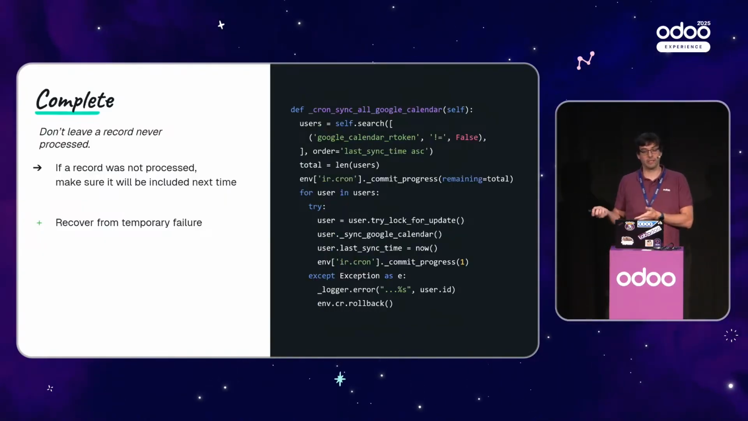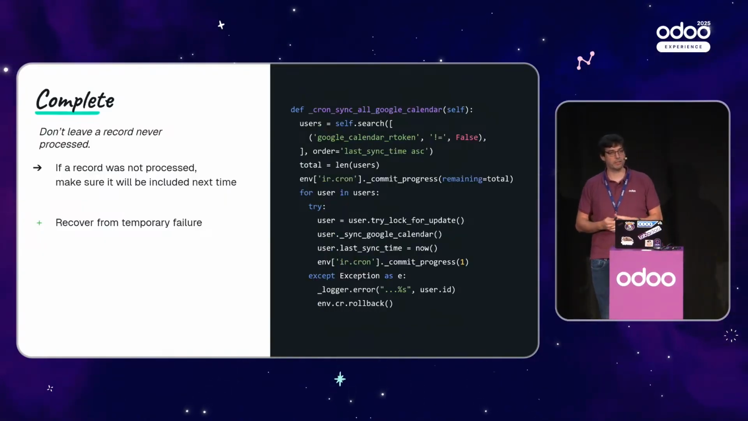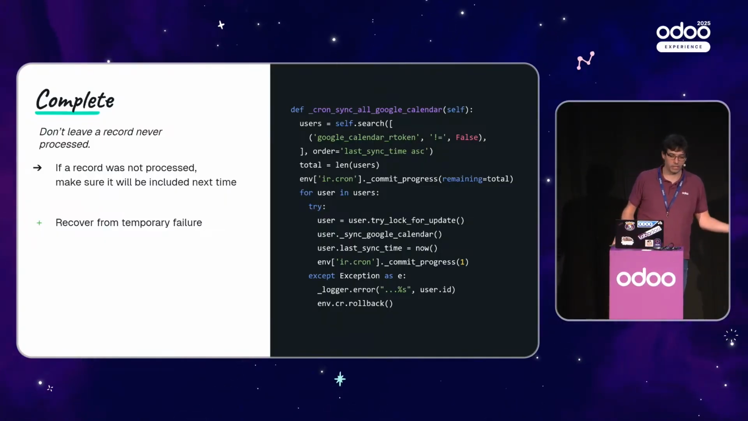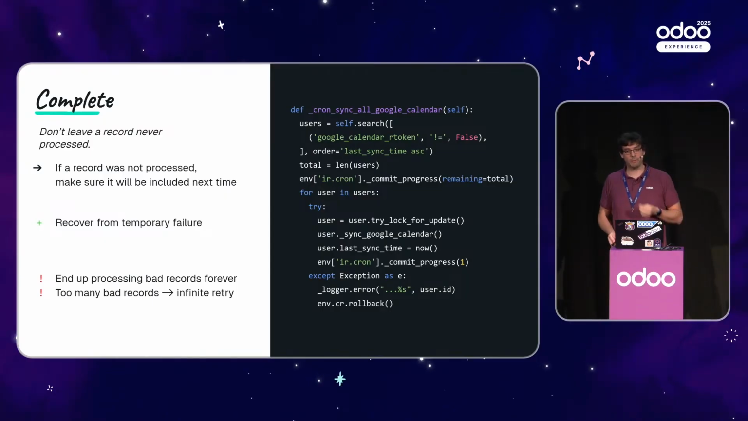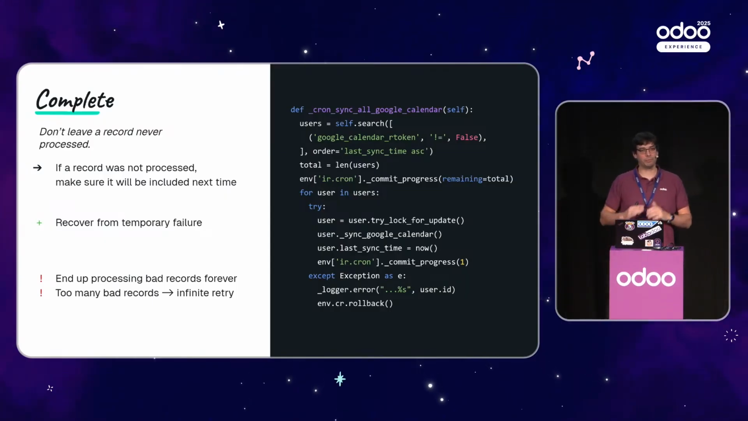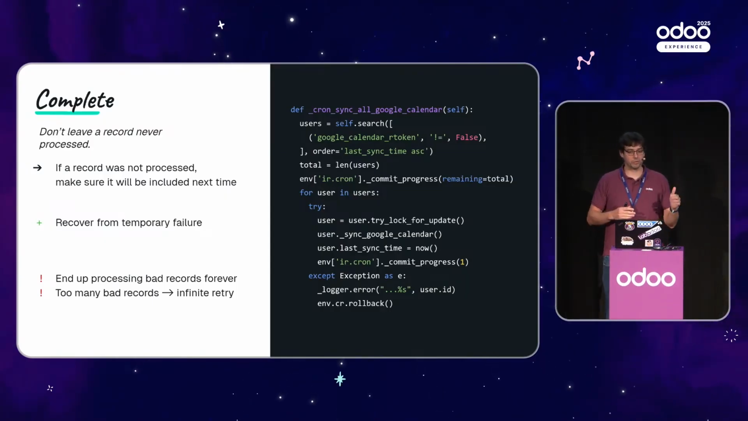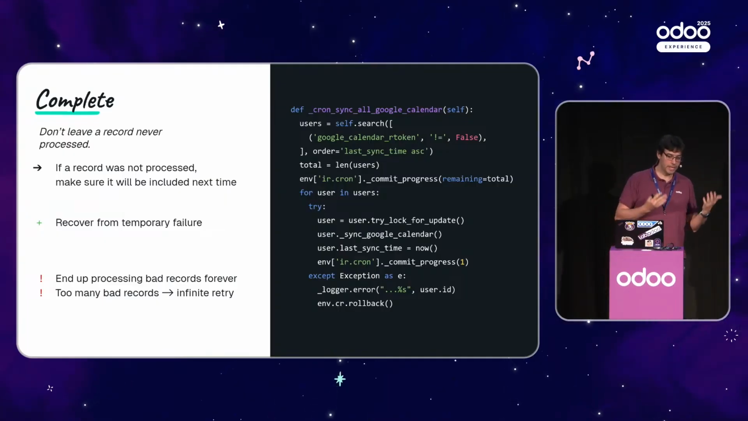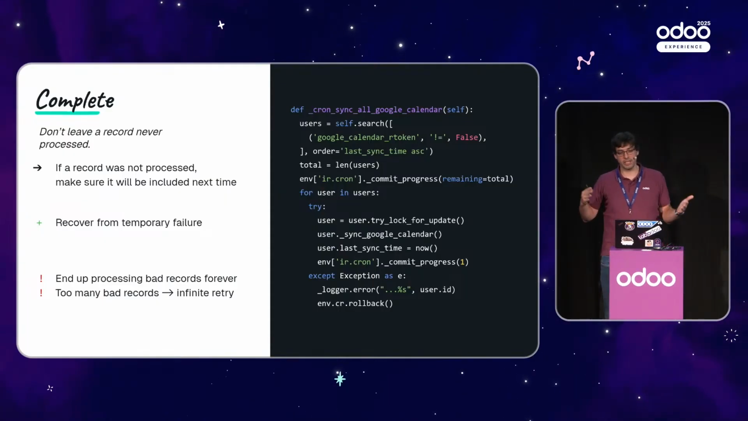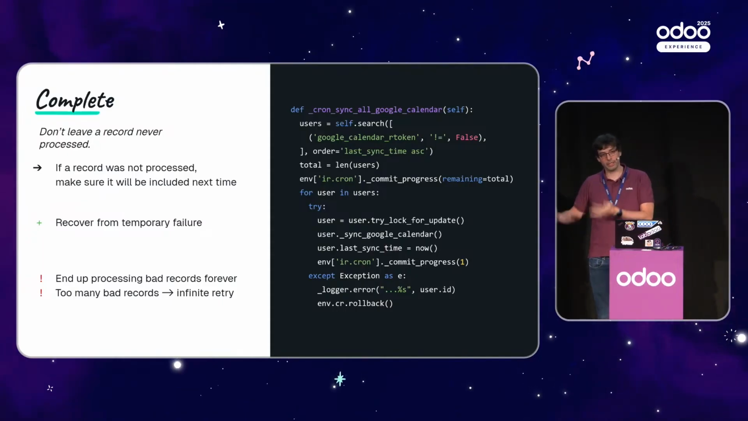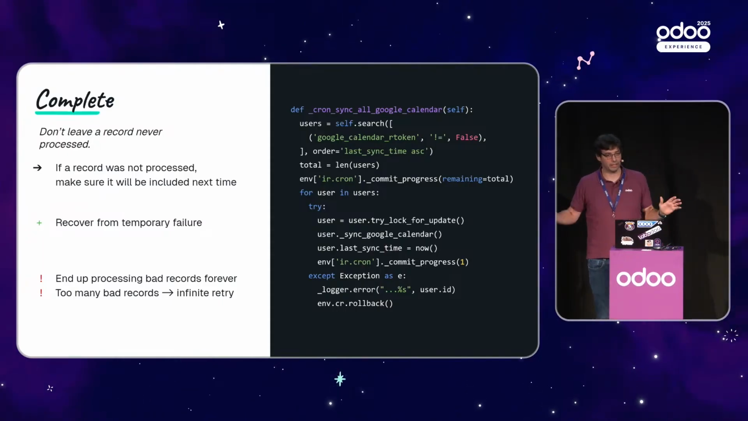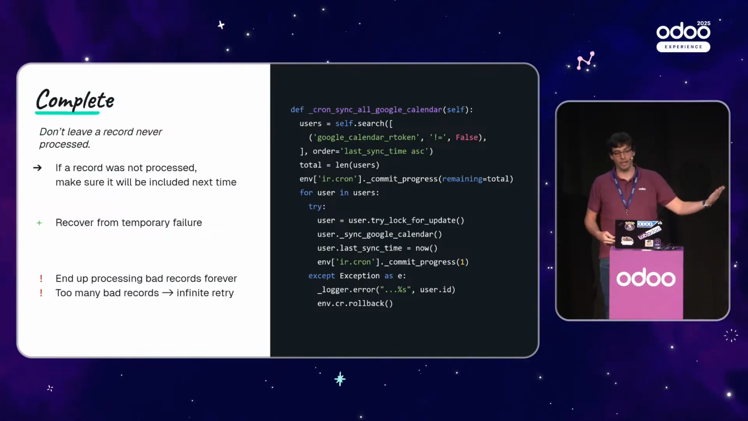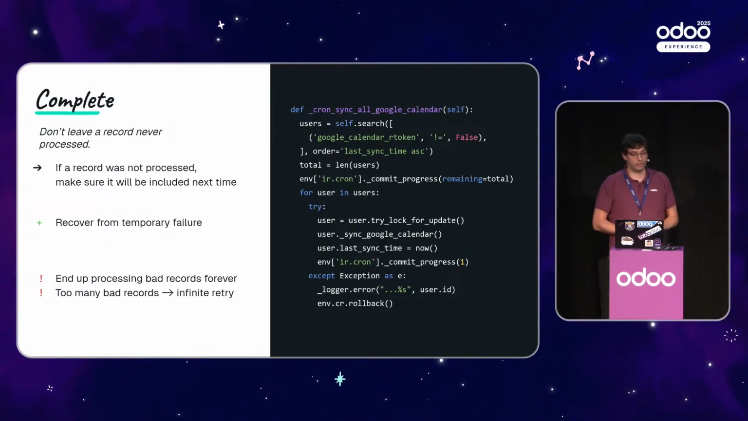For the Google Sync, it's even easier. Since we want to synchronize all the users all the time, there is nothing to do. It was already complete. There is a problem with this completeness. You may pile up wrong records. And those wrong records will be retried every time. So it means you may end up only processing those wrong records, timing out before achieving anything. And you are back to the deactivation because you are timing out 15 times in a row, doing nothing.